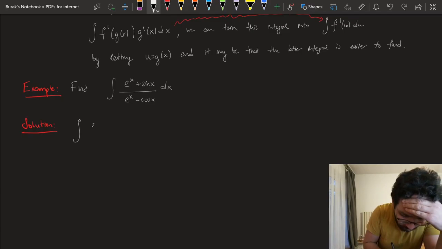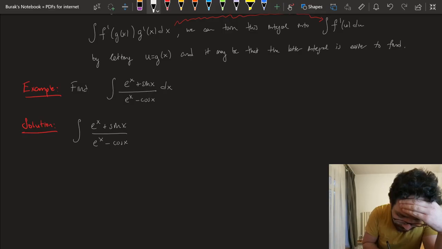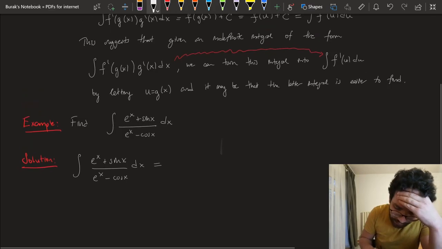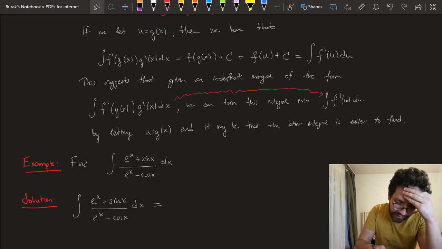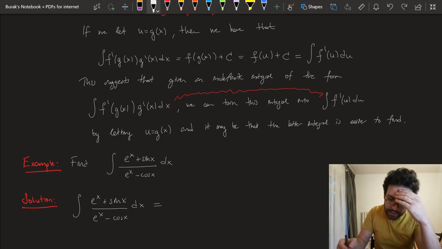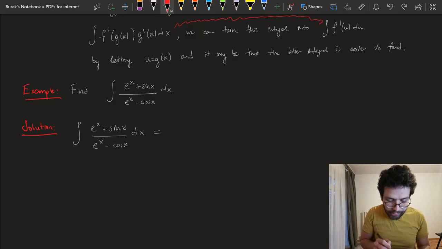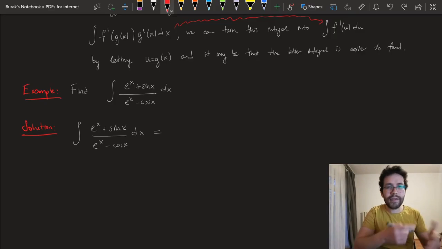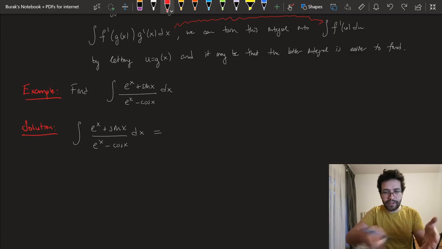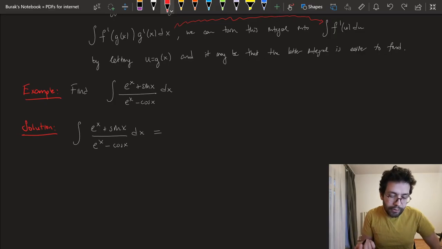So let me solve this. When people apply the substitution method, what they do is this. The procedure that I described over here, they basically write it like that in the solution. Okay, I want to do a substitution. I'm going to call something u, and then I'm going to do the substitution and try to get a simpler integral. So what am I going to call u?